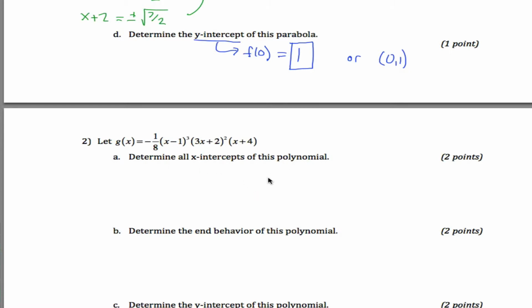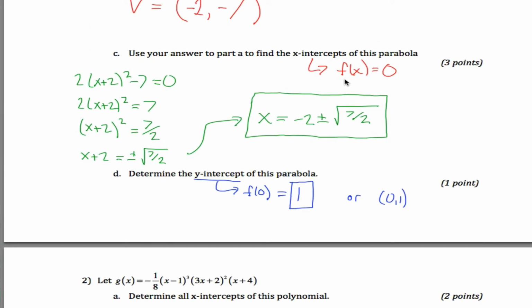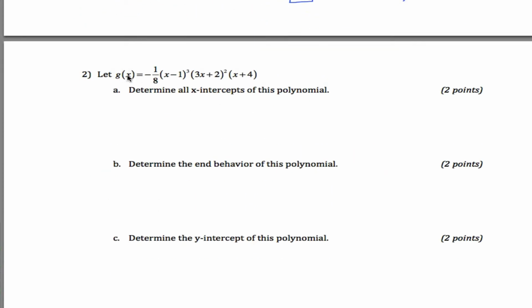First one is determine all x-intercepts of this polynomial. Much like up here, the way you find the x-intercepts is you figure out what values of x will make f of x, the height, equal to 0. G of x in this case equals 0 is equivalent to just solving this equation. And the nice thing about this equation is I just have a bunch of stuff multiplied together. -1/8 times x minus 1 cubed times 3x plus 2 squared times x plus 4.